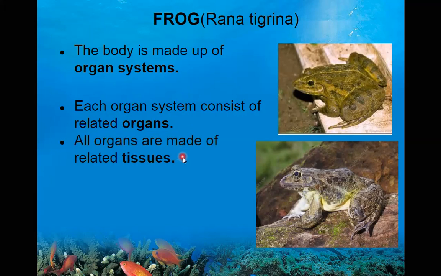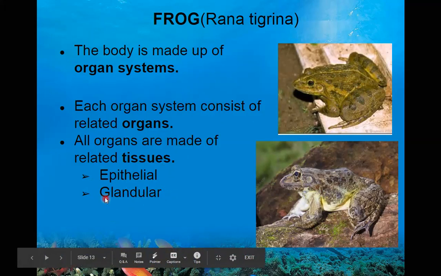So all organs are made up of related tissues. Now look at the names of the tissues. Although we are going to discuss the functions of the tissues, the structure and location of the tissues in our chapter that will be related to cell biology. So one of the tissues is the epithelial tissue, which forms the skin or the body of the organism, and lines the inside and the outside of the body of the organism.